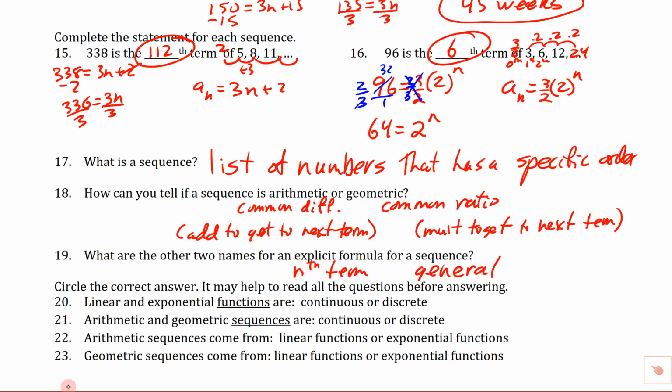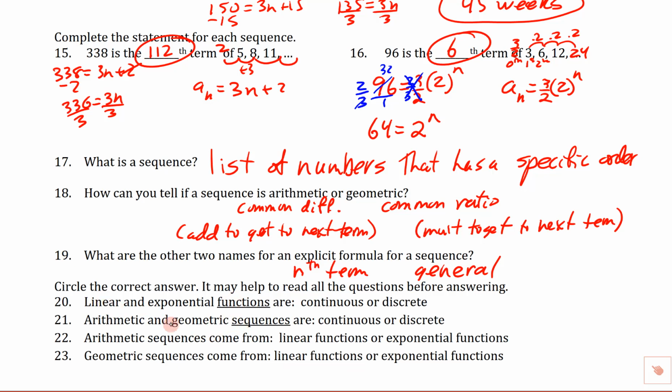And then the last four, they just want you to circle the answer. And it might be helpful to read the entire question, all four of them, before you answer, because they are kind of similar. It says linear and exponential functions are continuous or discrete. Arithmetic and geometric sequences are continuous or discrete. And then we start talking about arithmetic comes from linear exponential and geometric comes from linear exponential. So here the difference in these two questions is it's talking about functions versus sequences.